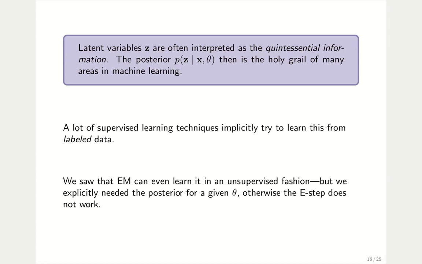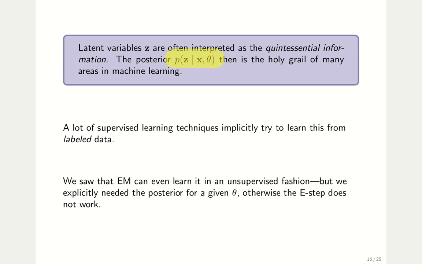And actually, if you look at this posterior distribution closely, if you replace the latent variables again with labels, and you look at supervised learning techniques, you can see that a lot of supervised learning techniques actually try to learn this posterior distribution, but simply try to learn it from labeled data. And we saw that the EM algorithm can learn the posterior distribution in an unsupervised fashion, but the problem is we explicitly needed the posterior for a given parameter set, theta. Otherwise, the E-step wouldn't work quite as we had planned it to do. We couldn't update these responsibilities so well.